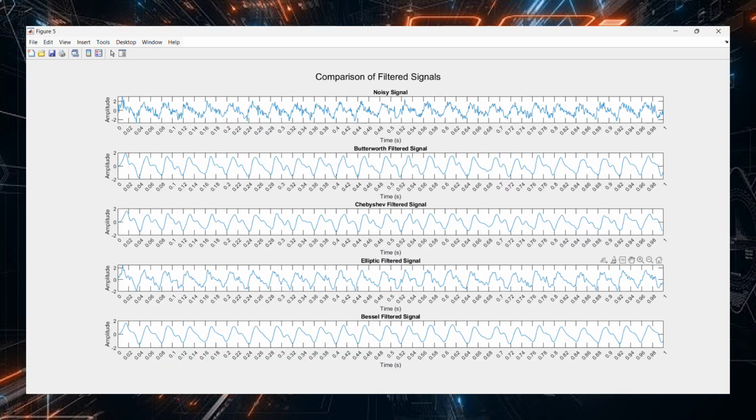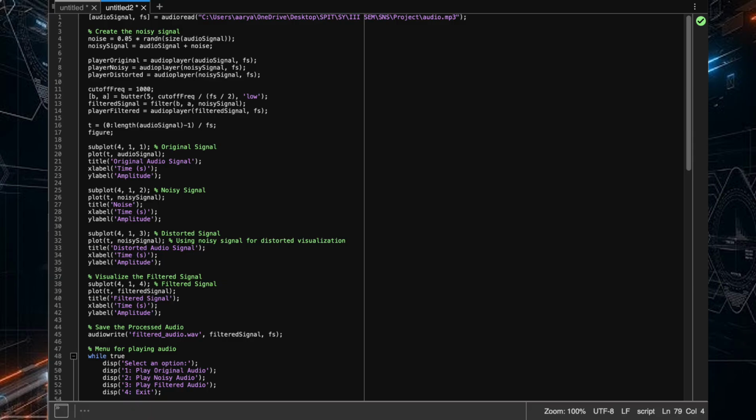If we look at the comparison of filtered signals, the Butterworth and Bessel have somewhat achieved the original signal compared to Chebyshev and elliptic filters. Still, Butterworth is preferred most because its attenuation rate is neither too fast like elliptic nor too slow like Bessel. Now we will quickly understand the same program by applying an audio input.